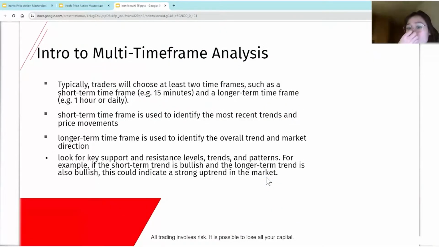Okay, so typically traders will choose at least 2 time frames, such as a short-term time frame and a longer-term time frame.